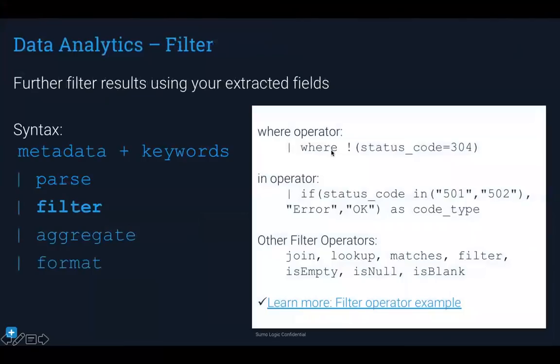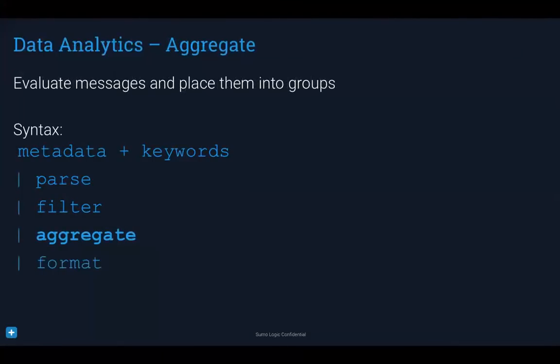Now you can use your where clause, like I showed you before. You can start using if operators, right? If status code in 501 or 502, then error. Otherwise, okay, that's code type. So you can start really filtering that data. You can start aggregating that data as well.